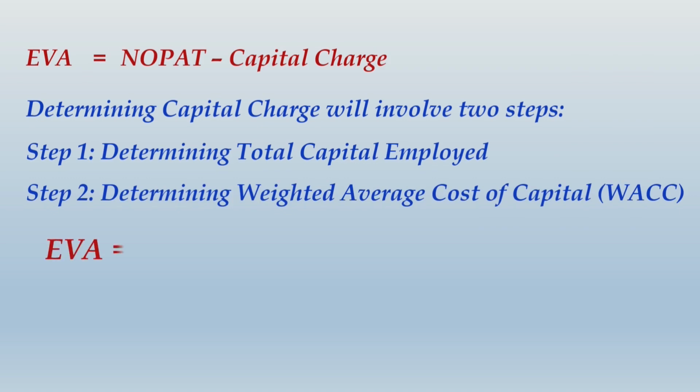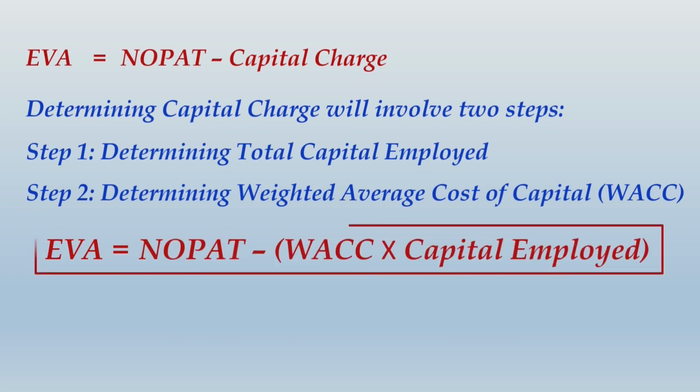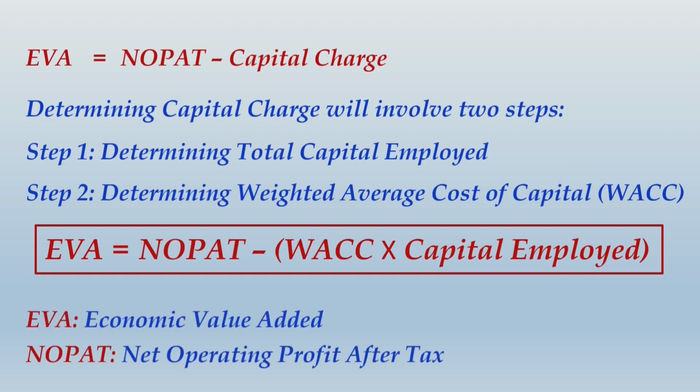Now, the EVA equation, that is economic value added equation, will be net operating profit after tax minus weighted average cost of capital multiplied by capital employed, and the short forms have been mentioned over here with their full forms.